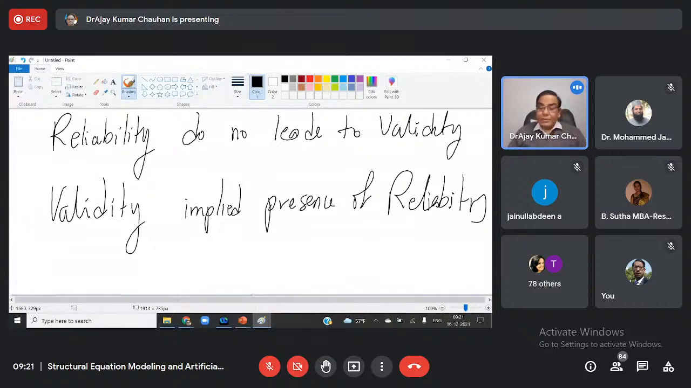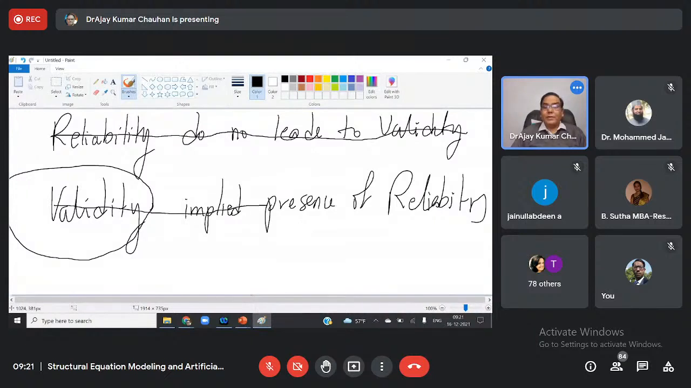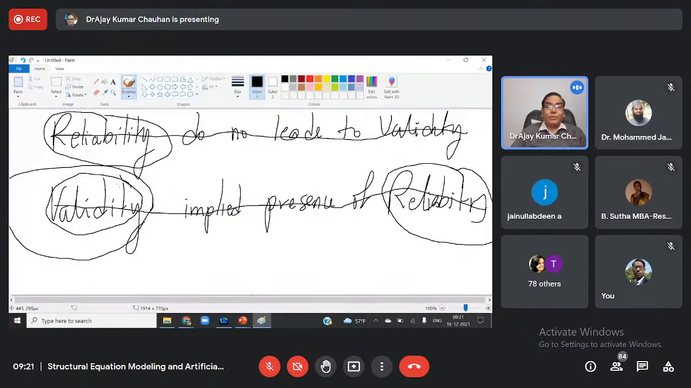So this is the connection between reliability and validity, because we are going to talk about validity in this session. This is a very, very important point. The presence of reliability does not lead to validity, but validity implies the presence of reliability. If your data is valid, if your instrument is valid, it means it is also reliable. Therefore, you have to check the validity. Reliability is not sufficient in itself. You have to check for the validity. This is very, very important.